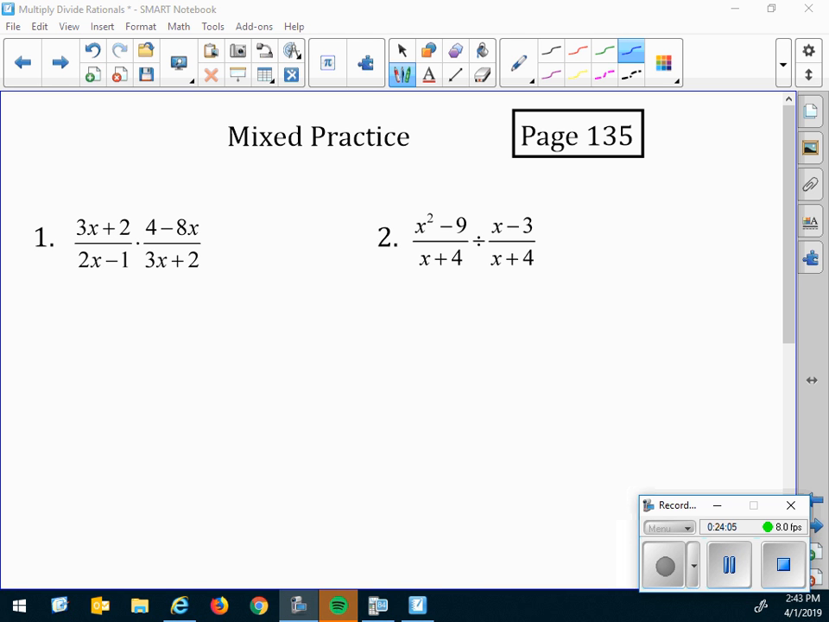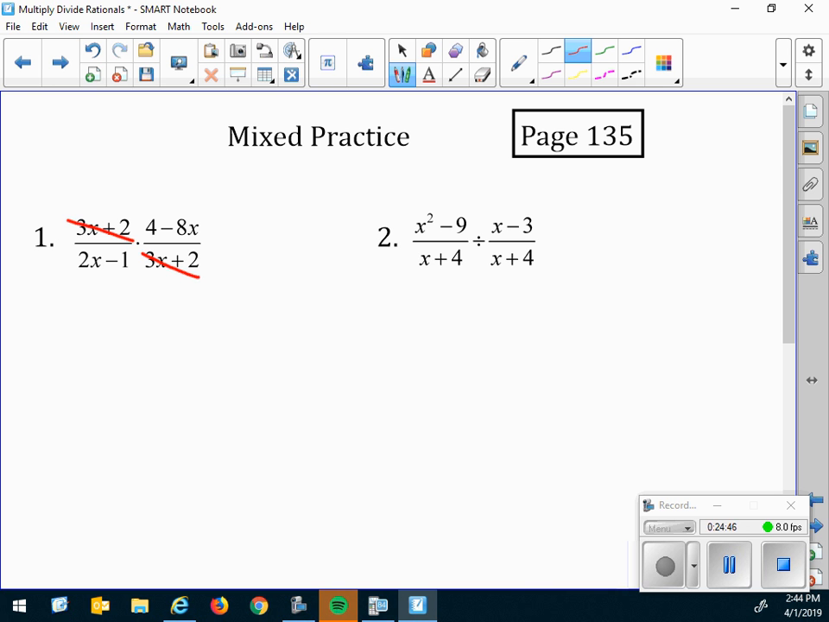Number 1. Do we need a reciprocal on number 1? No, because it's a multiply. So please write number 1 down. Now, I don't remember if Sarah or Angel said it. They said the 3x plus 2s will factor out right away. Then that must have been Angel, because it was a female voice. So the 3x plus 2s factored out right away.